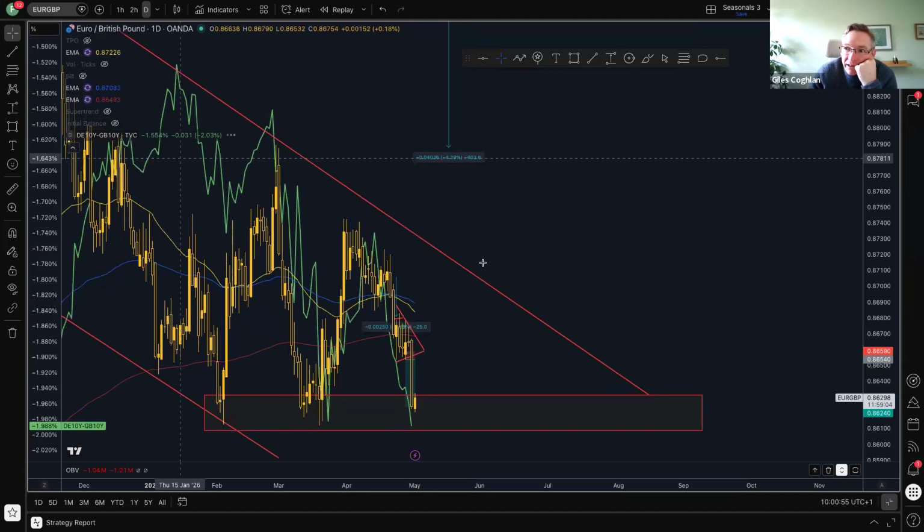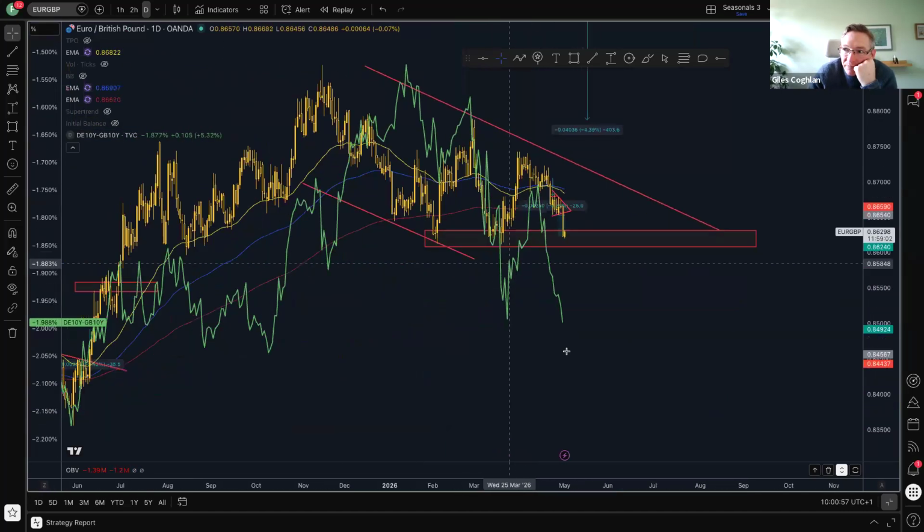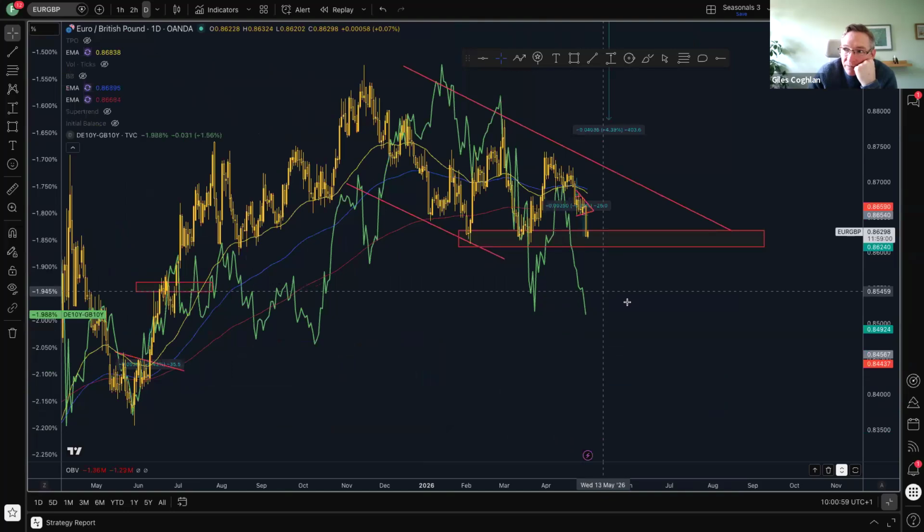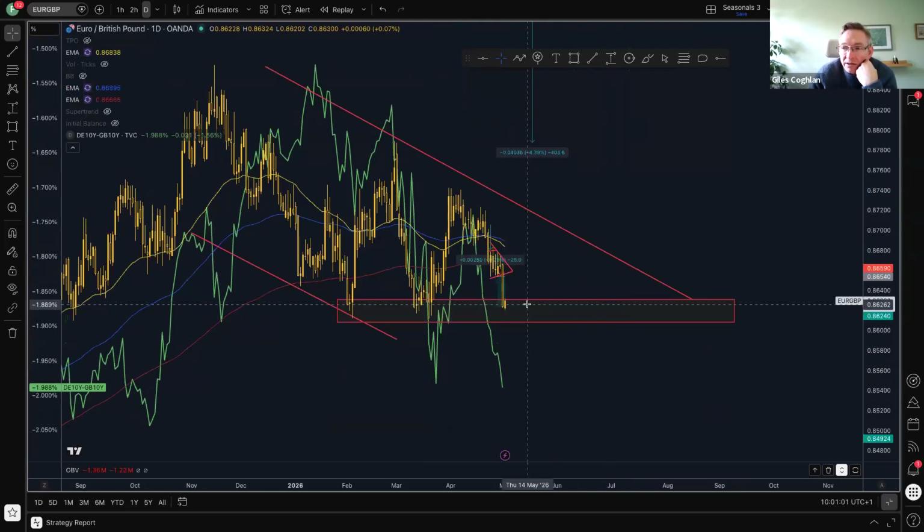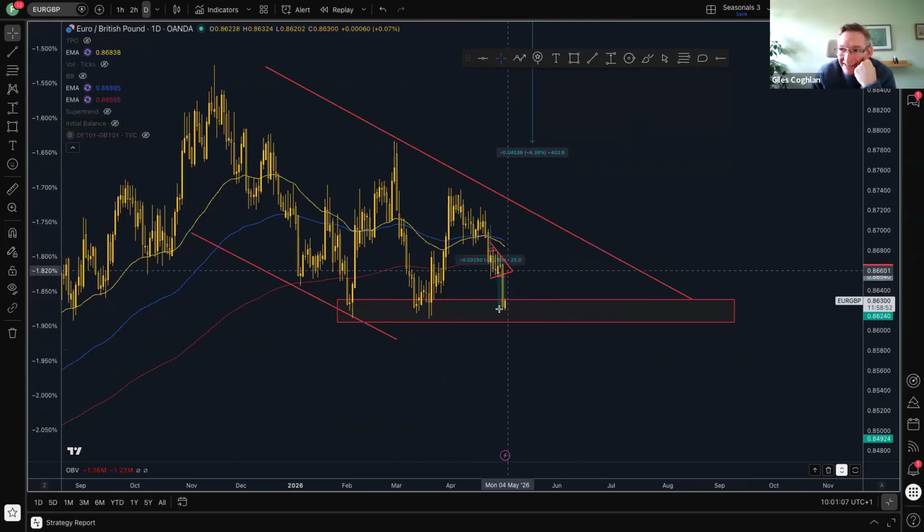If you look at the yield spread, there is a dip down in the yield spread here, coming down lower. So short-term interest rate markets are seeing a little bit of a shift here. So there's no reason for euro pound longs at the moment. Even though I'm expecting this to come back, I want to see some reversal price action and a move in the yield spread.